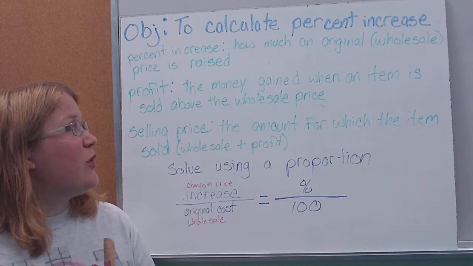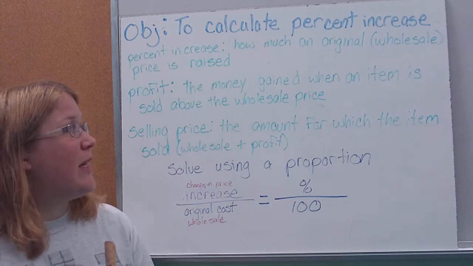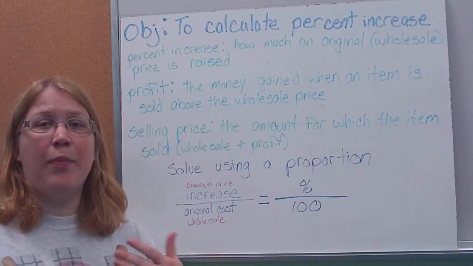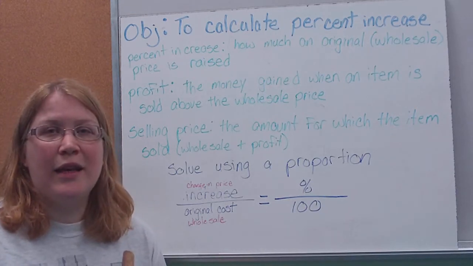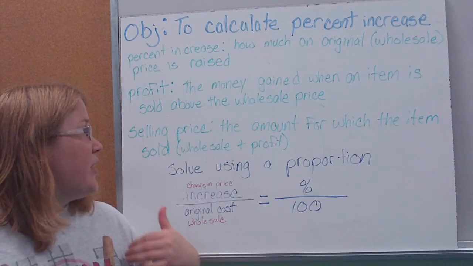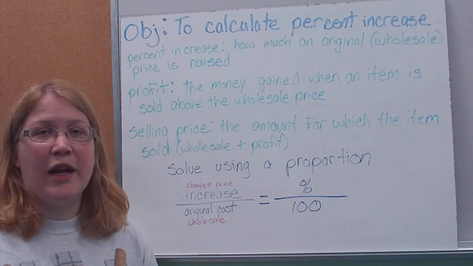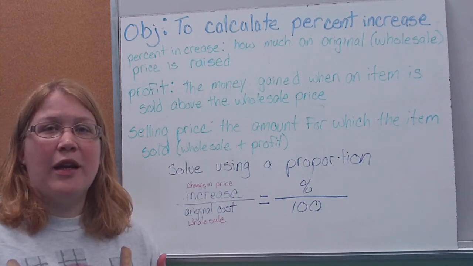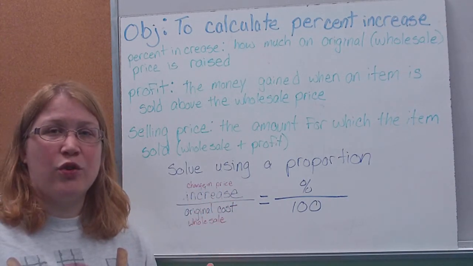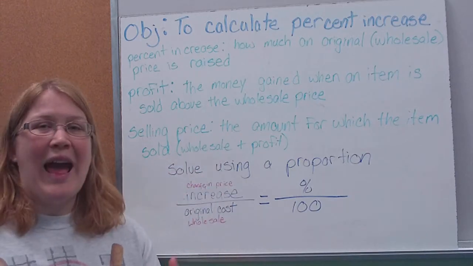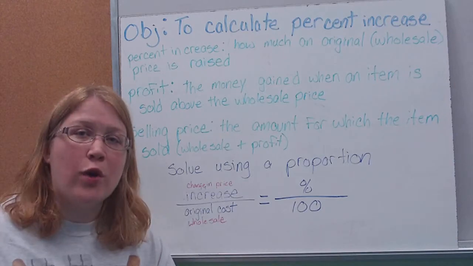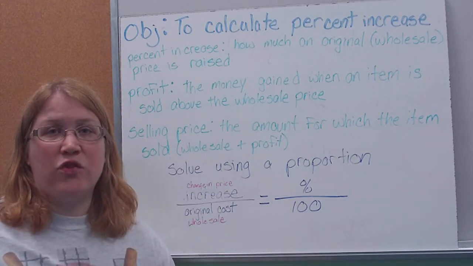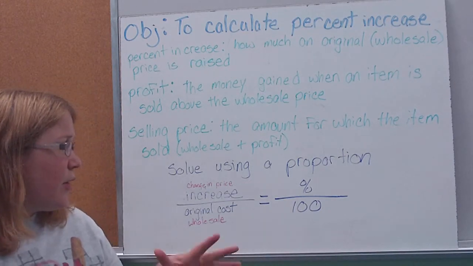Profit is another one we'll use. Profit simply refers to the money gained when you sell something above the wholesale price or above the cost to you, the original price. And then your selling price, that's the amount that the item sold for. So after we calculate your percent increase or your profit, you would add that to your wholesale price to get your selling price, because you want to make back your money, plus you want to make some extra money on it. Okay?